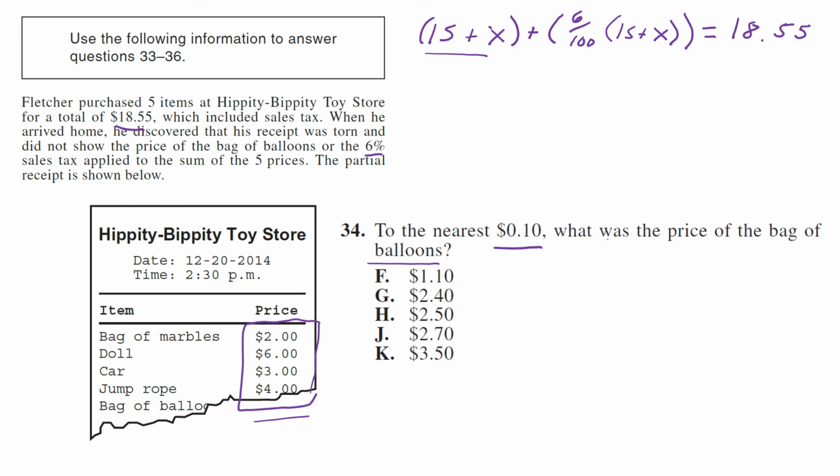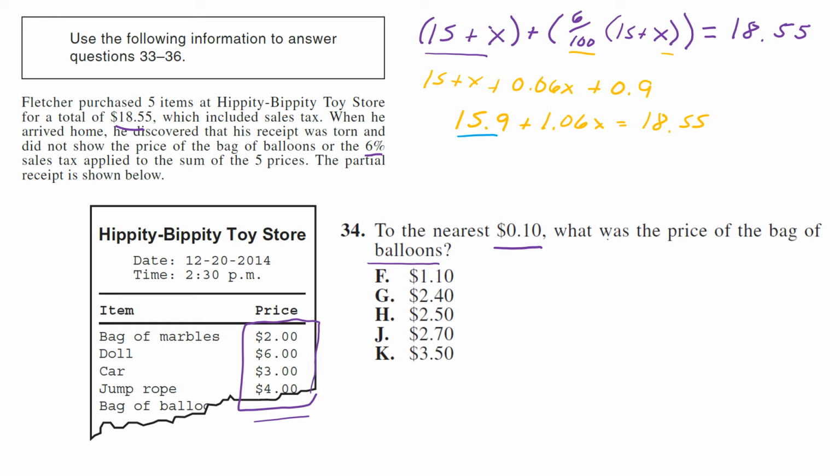So let's first, we have 15 plus x plus 0.06x, right? This times this, plus 0.9, right? Because 15 times 0.06 is 0.9. So now we have 15.9 plus 1.06x equals 18.55. We can subtract our 15.9 from each side.